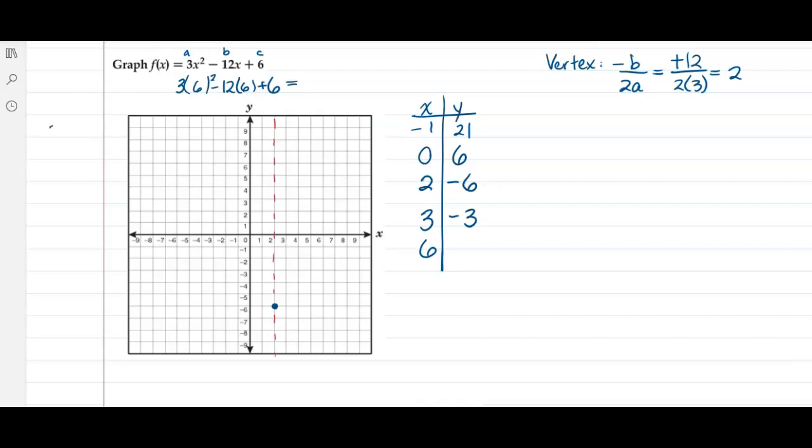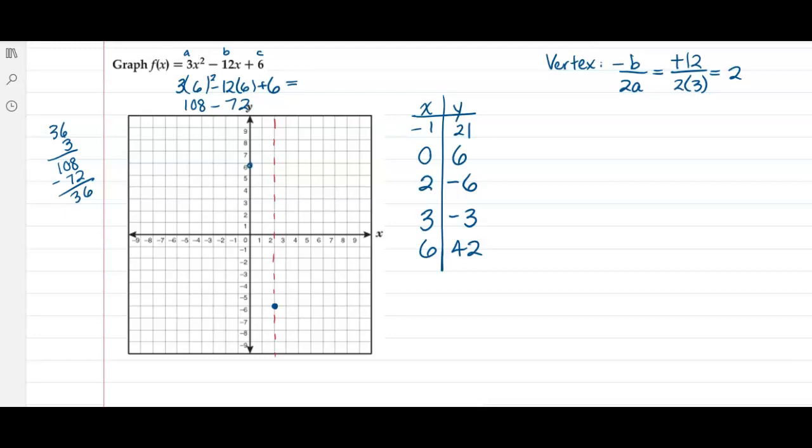36 times 3 is 108. Minus 72 is 36, plus 6 gives me 42, another point that's not going to fit on my graph. But let's plot the ones that we can.